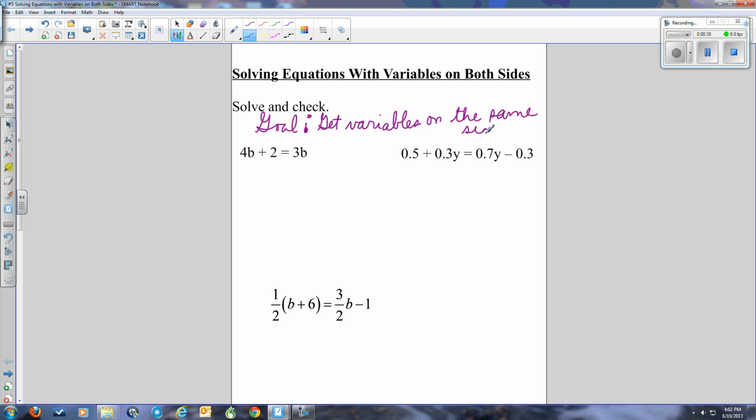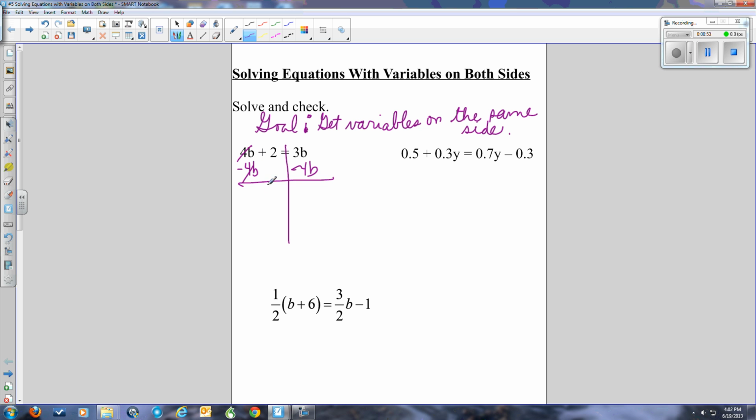So that's something you will probably want to write down or make note of somewhere. Okay, so we want to get all the b's onto the same side. So for instance, if I draw a line through my equal sign, let's say I decide I want to move my 4b. So I'm going to subtract 4b from each side.